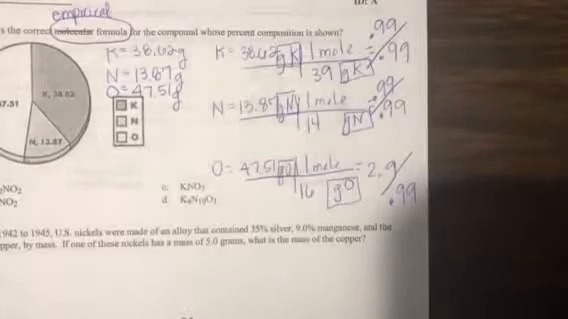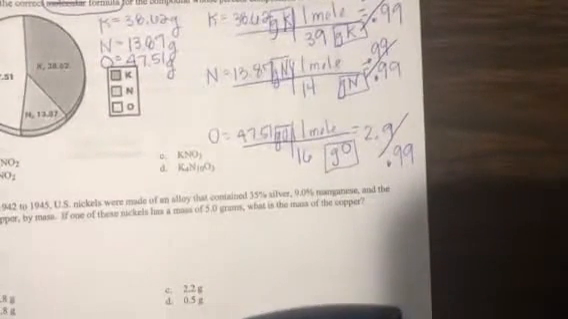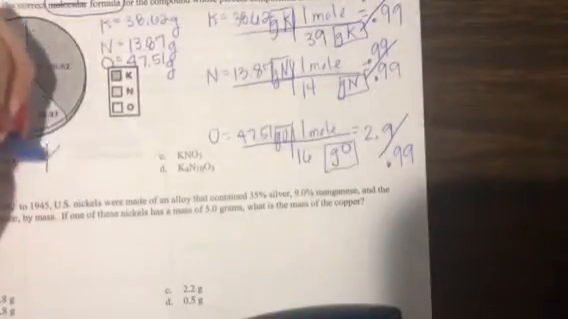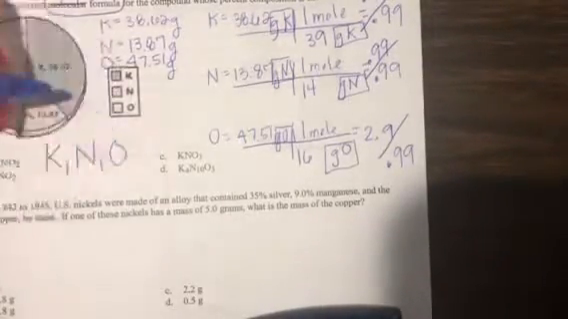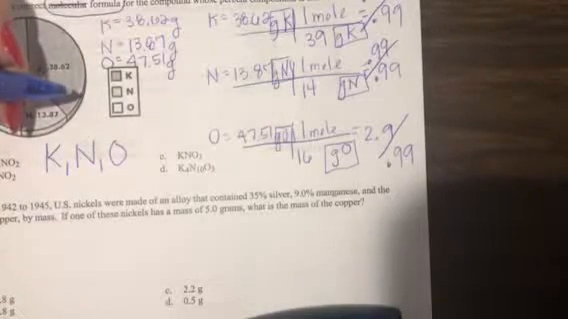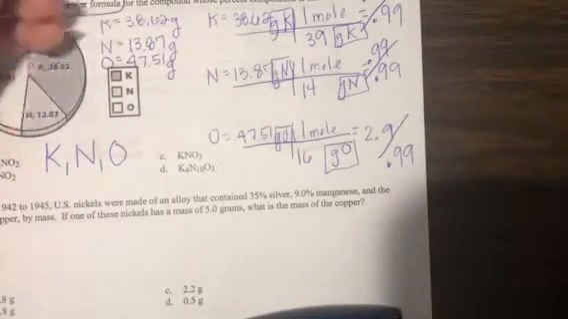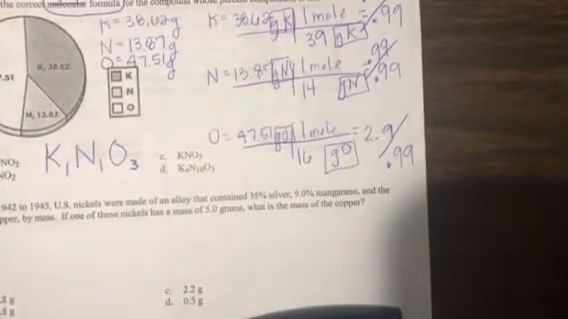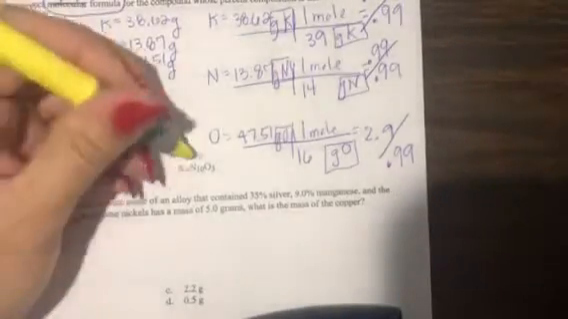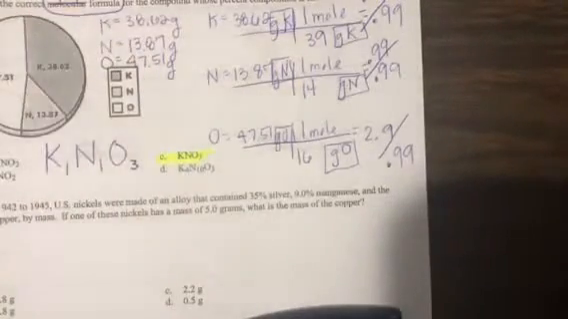Whatever you get from those answers are your new subscripts. So K, you got 1. N, you got 1. And O, 2.9, which is close enough to 3. So KNO3. Did you guys get that in your exam?